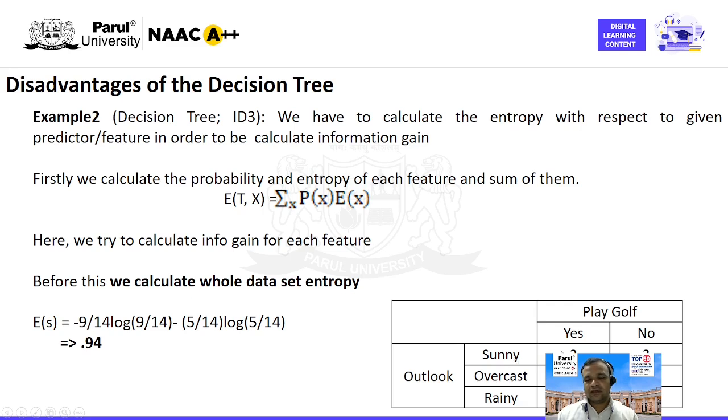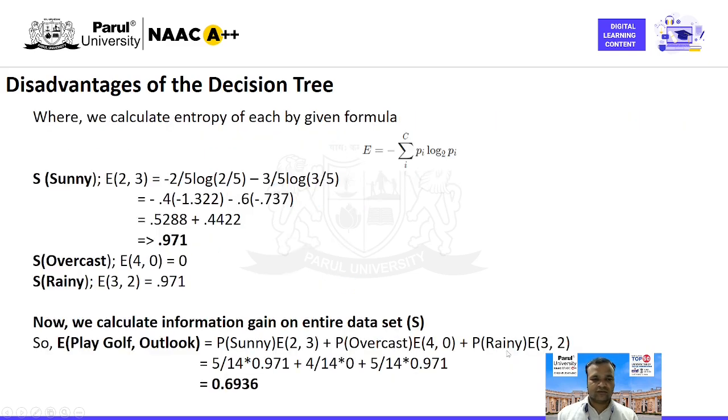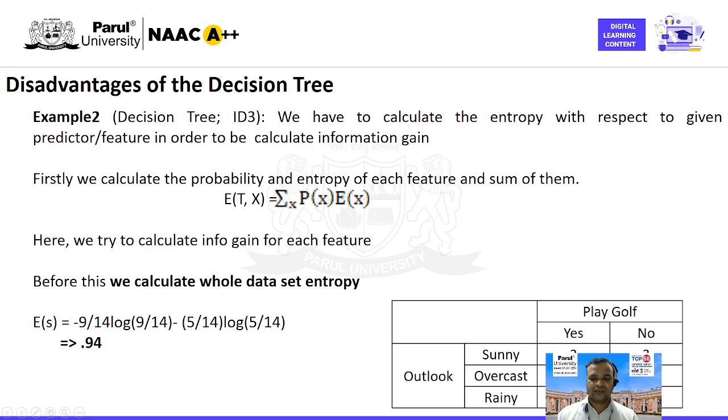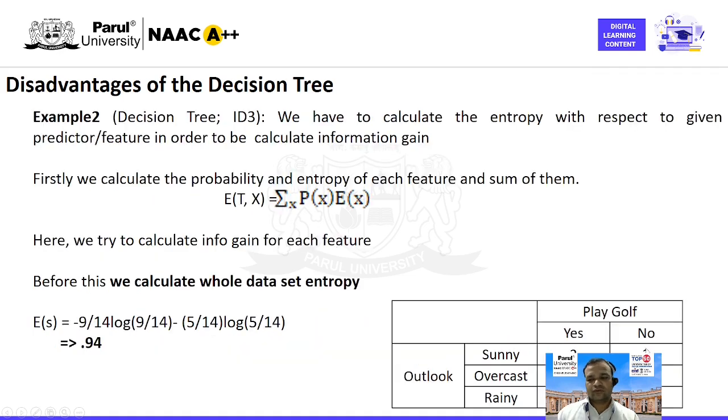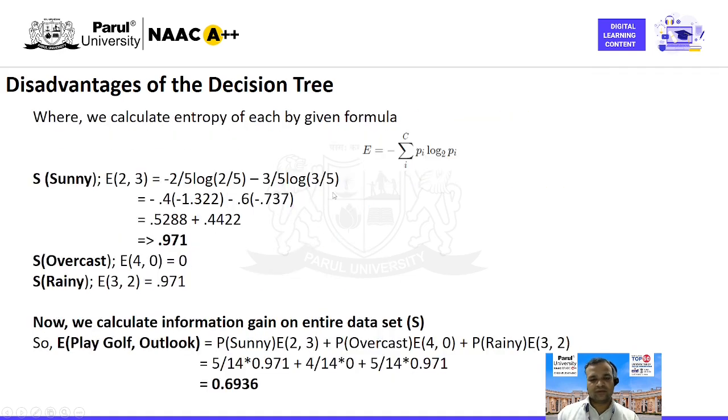Sunny has the value of yes: how many say yes? 2. And how many say no? 3. So we put in the values: minus 2 upon the total, which will be 3 plus 2, 5. Minus 2 upon 5 log base 2 of 2 upon 5, minus 3 upon 5 log base 2 of 3 upon 5. We put in all the values and calculate, and we get the answer 0.971.